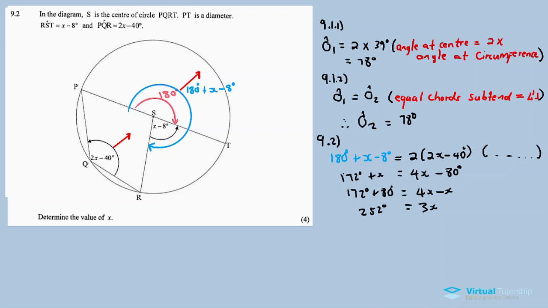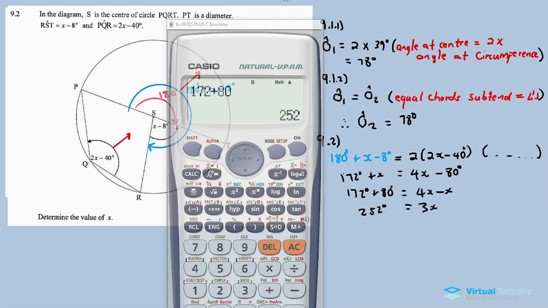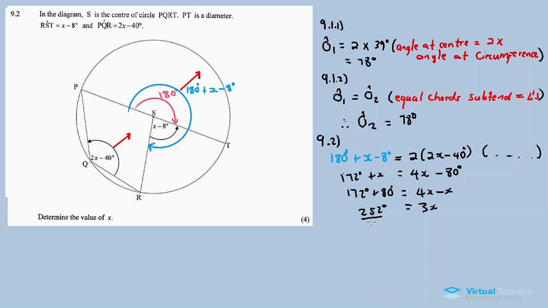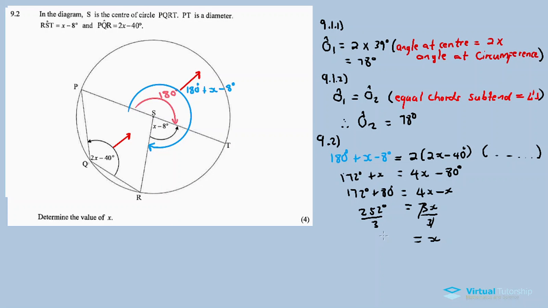252 degrees. But how about you confirm it? So it's 172 plus 80 degrees, yes, divided by 3. 3 divided by 3 is 1, so x is equal to, let's divide the value by 3, total 84 degrees. So x is equal to 84 degrees. Now this is our answer for 9.2.